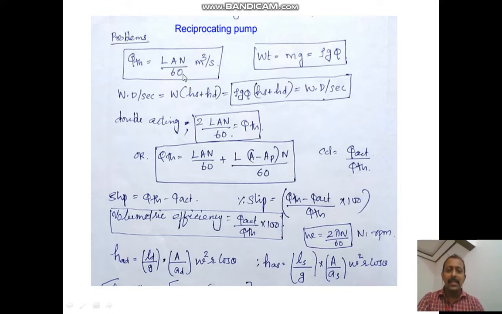So LAN by 60 is Q theoretical for a single acting reciprocating pump, and twice LAN by 60 is the theoretical discharge for a double acting reciprocating pump when we are neglecting the diameter of the piston rod.